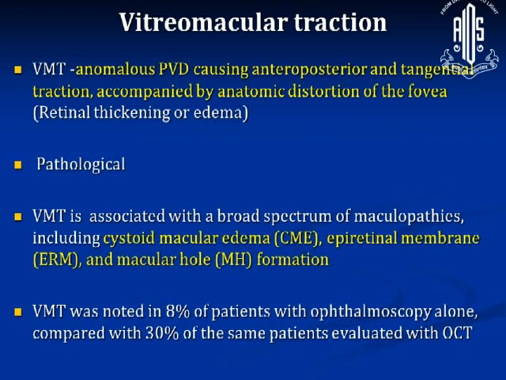So it is most often pathological, so it could be associated with all these structural changes. VMT was noted in 8% of the patients with ophthalmoscopy alone, compared with more than 30% of the same patients in whom we could detect a VMT if you do an OCT evaluation. So OCT does play a significant role in detecting these pathological conditions.